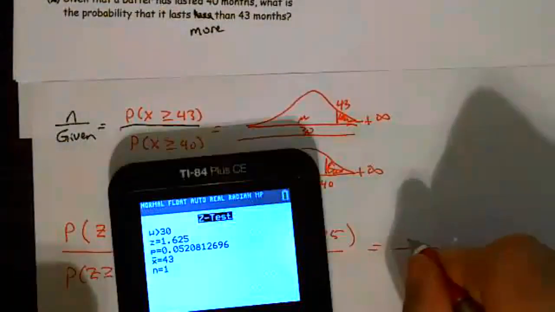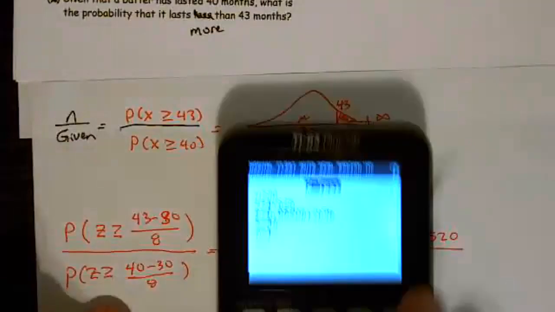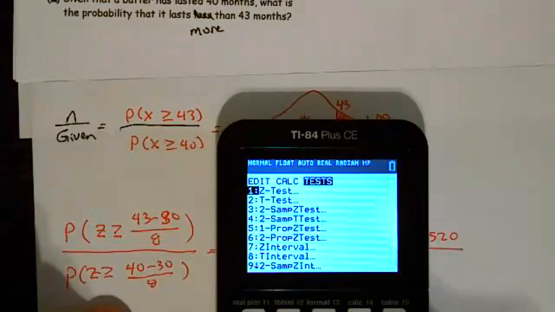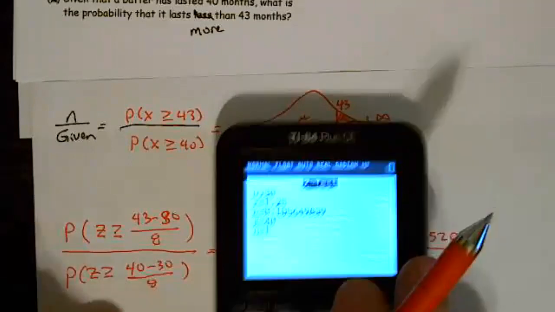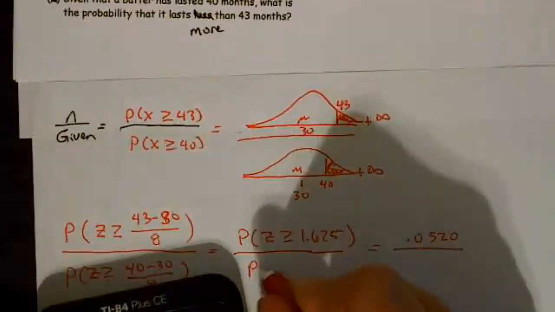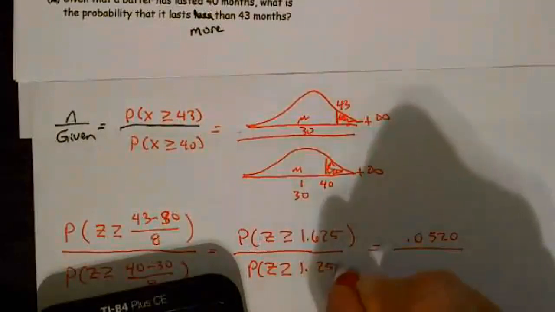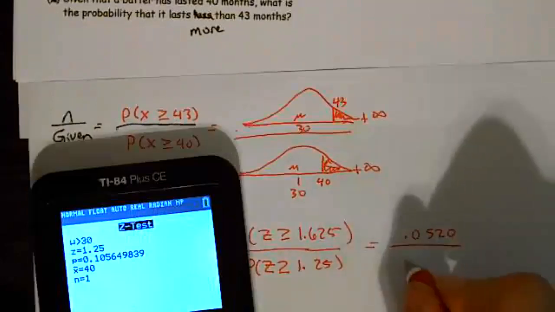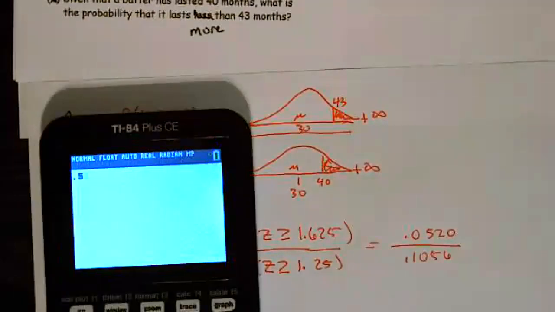And that probability is 0.0520. Then I have to come back and do this one, stat test, z-test. This time it's 40 for the denominator. Probability z is greater than 1.25 equals 0.1056. So 0.0520 divided by 0.1056.